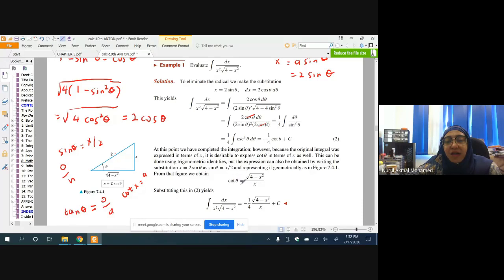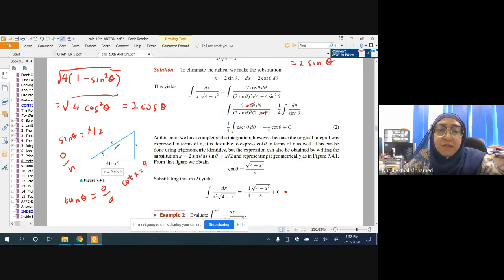Once you get the expression in terms of X, you can replace it in this expression here. So that will be in terms of X, not left in terms of theta. We want the solution to be in terms of X instead of theta. So that is how you change from the variable theta to variable X, depending on your triangle.